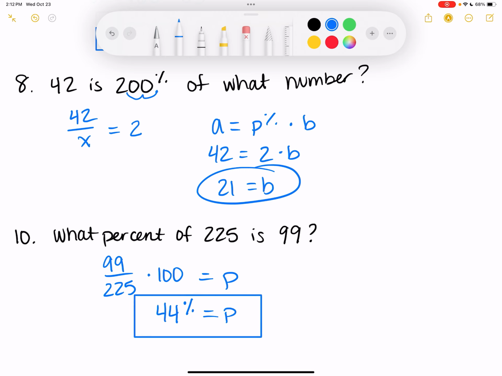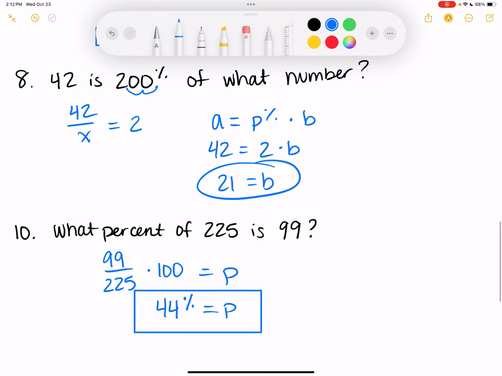Those are probably the easiest ones in terms of setup and stuff. Not that any of these are particularly hard. It's just the wording can be a little confusing.